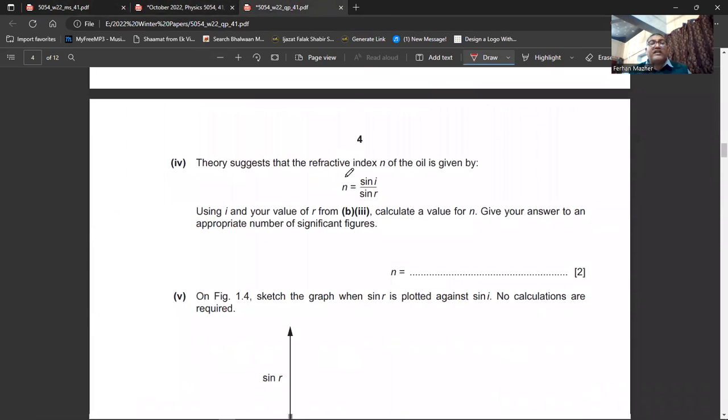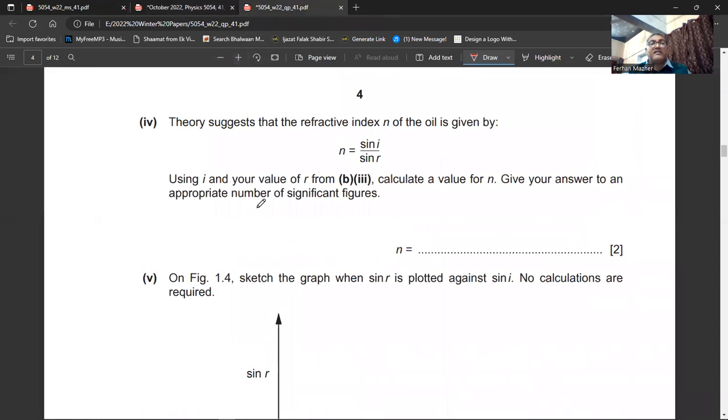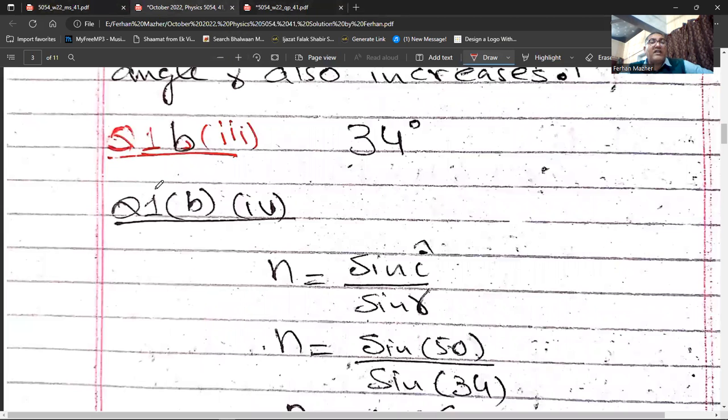Then their question is, they say that the theory suggests that the refractive index N of the oil is given by N is equal to sine I by sine R. Using I and your value of R from the third part, calculate the value of N, give your answer correct to an appropriate number of significant figures. Okay, very simple. The I value is 50, the R value is 34. Just put the values in this and you will find the value.